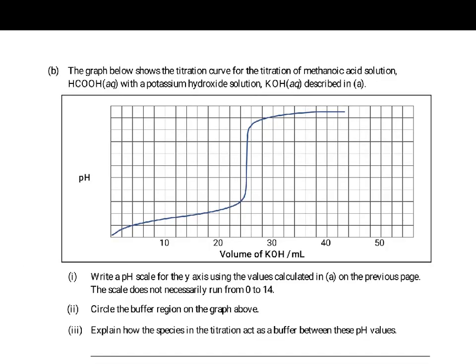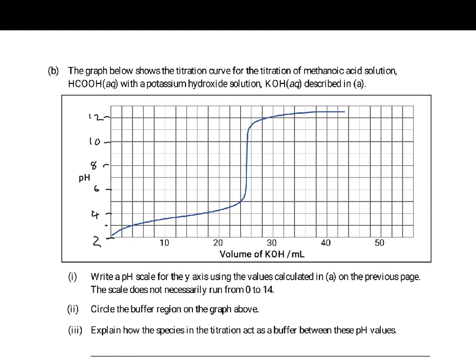Alright, lucky last. Write a pH scale for the y-axis using the values calculated in A on the previous page. So you worked out that the pH of the weak acid at the very start was 2.28, therefore we're going to start about 2, and it's going to go up in twos. So 4, 6, 8, 10, 12. That wasn't actually worth a mark, it's just something for you to try and do.